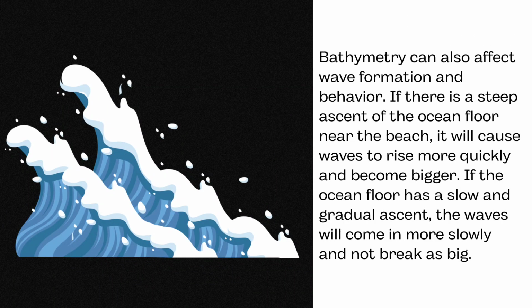Bathymetry can also affect wave formation and behavior. If there is a steep ascent of the ocean floor near the beach, it will cause waves to rise more quickly and become bigger. If the ocean floor has a slow and gradual ascent, the waves will come in more slowly and not break as big.